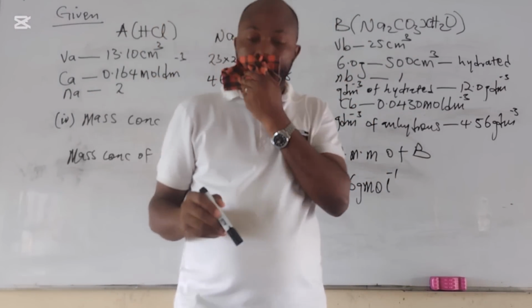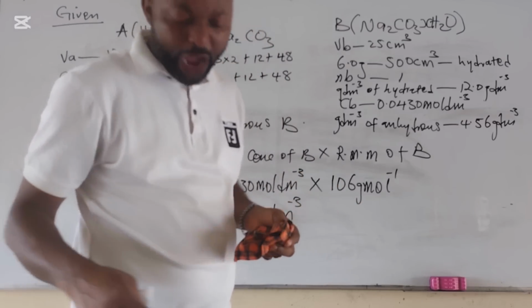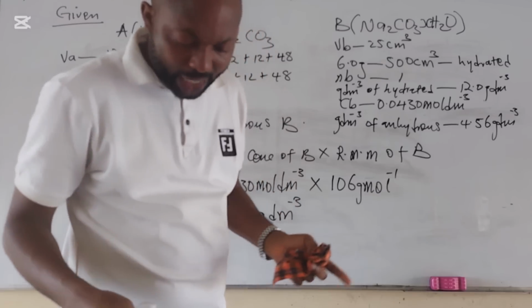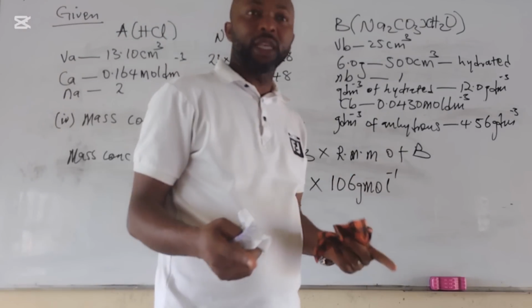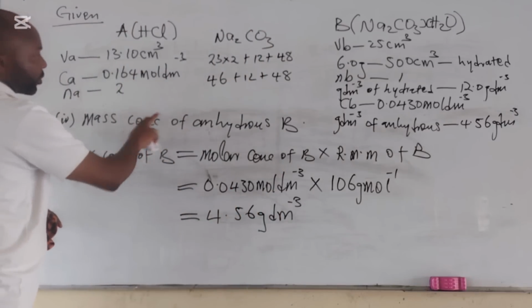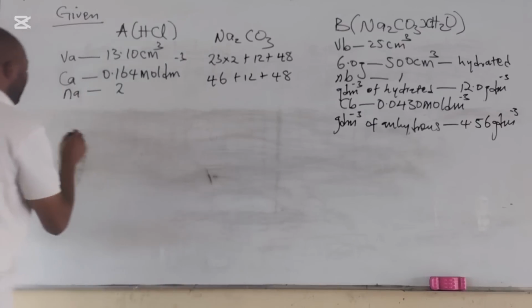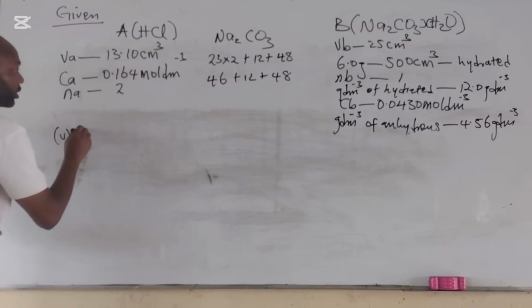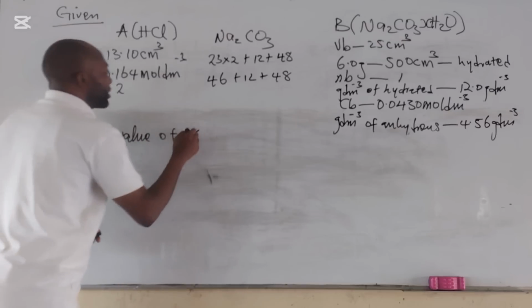So, let's proceed. Now we want to calculate the value of X. That is what they are asking us: the value of X, and hence the percentage of water of crystallization. For the value of X, this is what we do. I'm going to take out all of these so that I can bring in the value. Here is the value of X.